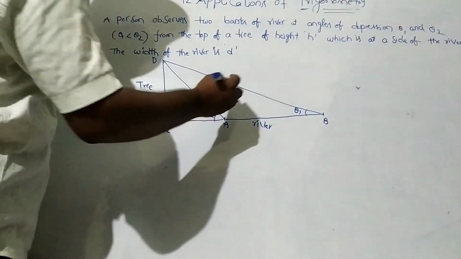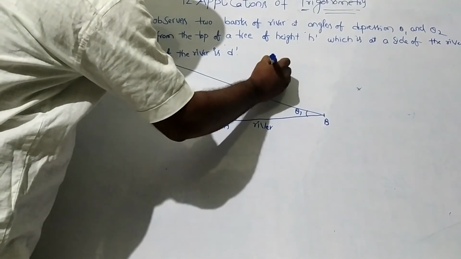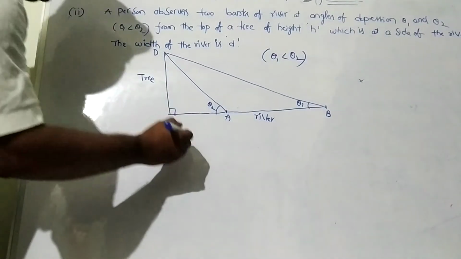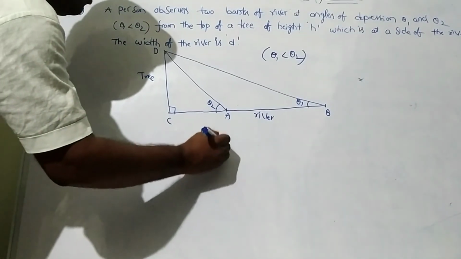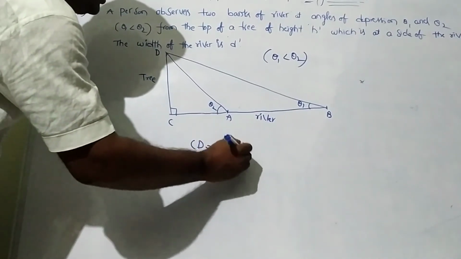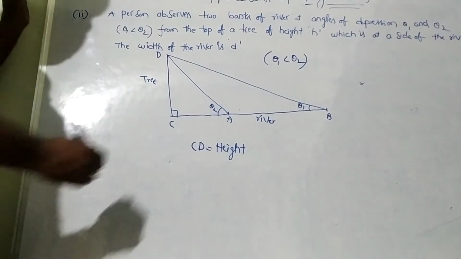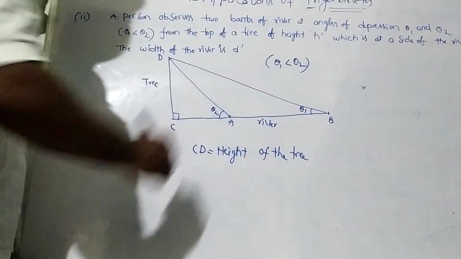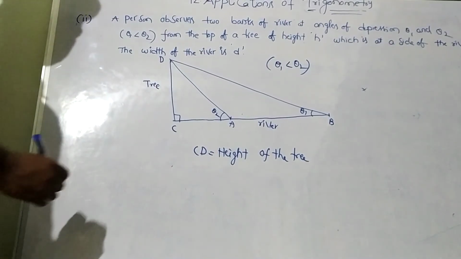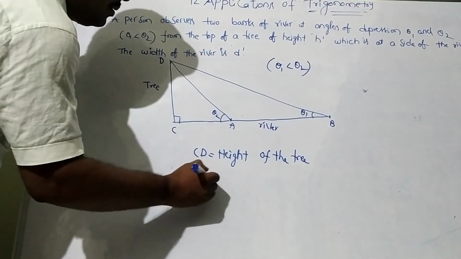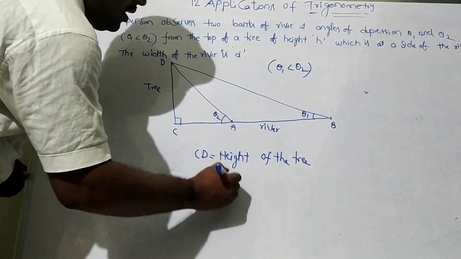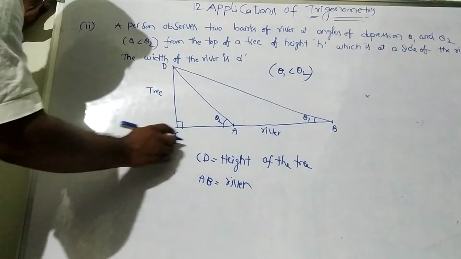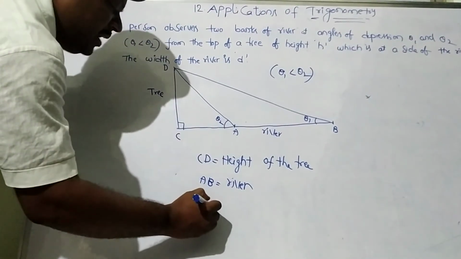So here the condition is given. What is the condition? θ1 less than θ2. Here CD equals the height of the tree. Next, AB is the river, or the width of the river. Next, angle CAD.